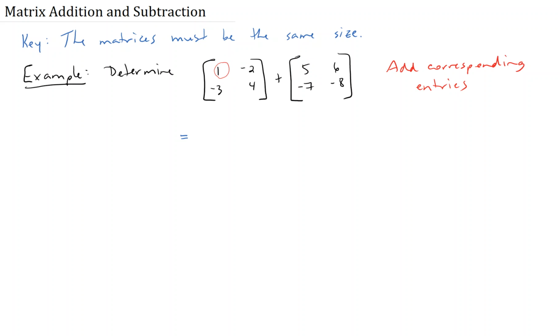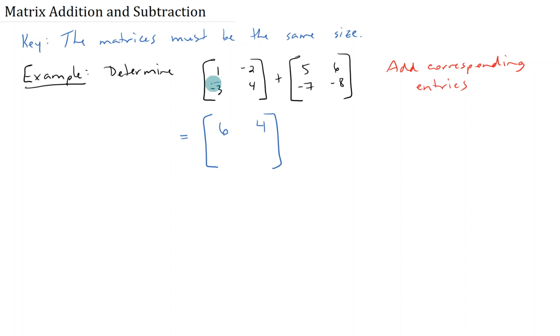And of course, 1 plus 5 is 6. So our new matrix in the first row and first column, we're going to have a 6. And then we're going to take first row, second column plus first row, second column. Negative 2 plus 6 is 4. And so we get first row, second column, and the answer will be a 4.